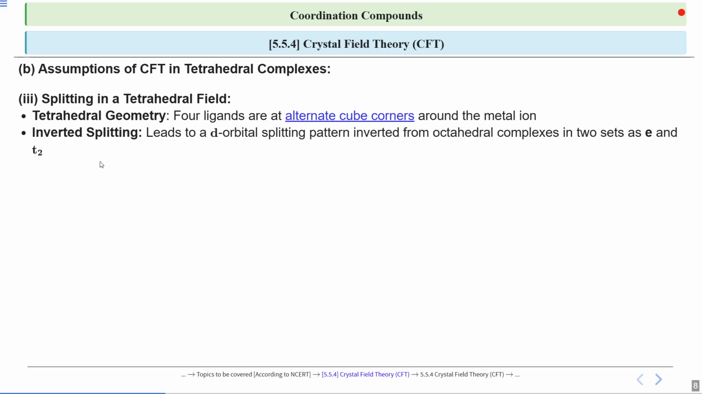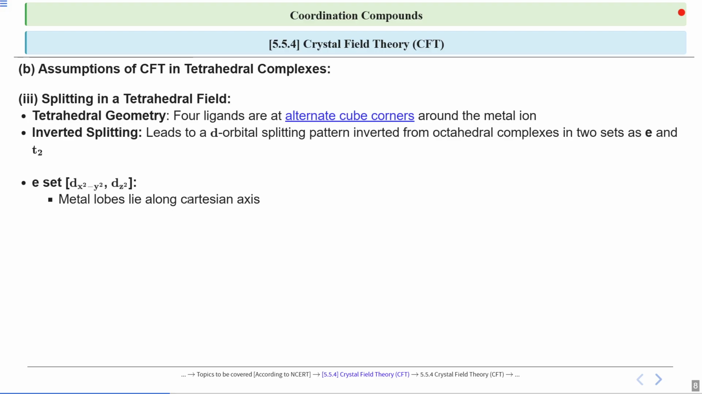You observe that we are not using the g subscript here, E g and T2 g, which we have done in the octahedral complexes, right? Why? We will talk about this. First, let's cover the E set, which includes 2 orbitals of the 5 d orbitals. So the 2 orbitals are dx square minus y square and dz square. These are the 2 d orbitals that come under the E set.